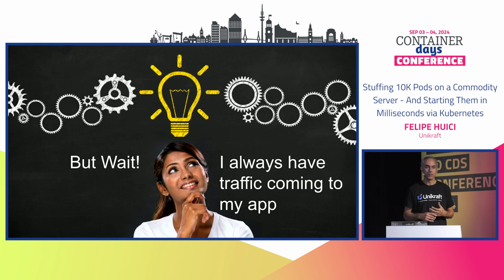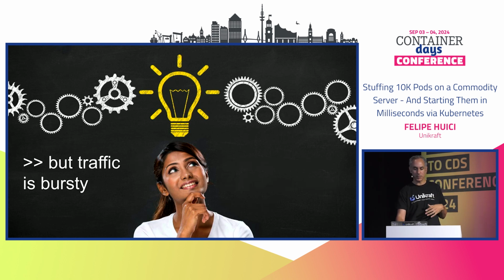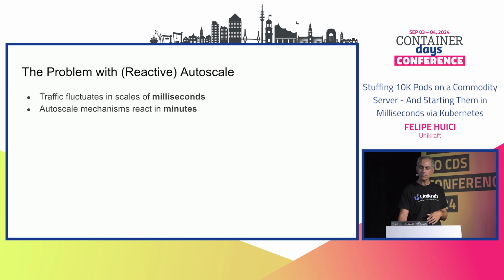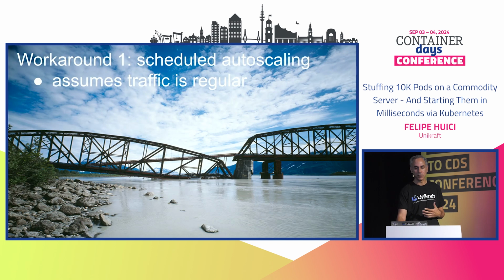So you might say, wait, but actually I don't have intermittent traffic. My application is always receiving traffic, it's always up. But traffic tends to also be bursty, right? And you might say, well, for that I have autoscale, right? A problem with autoscale, again, is that traffic fluctuates in scales of milliseconds, but the autoscale mechanisms take minutes to adapt, right? So the way you maybe work around this problem is you have scheduled autoscaling. You assume the traffic is relatively regular, so you can schedule resources around that, but of course, not all traffic is this regular.